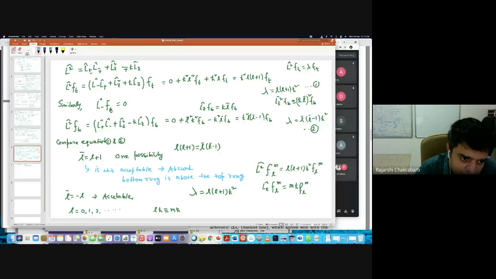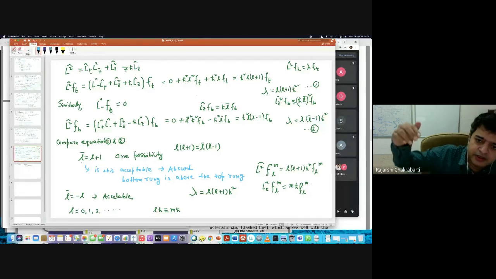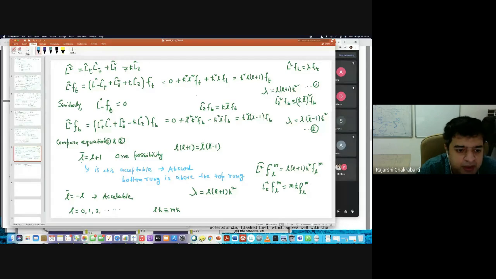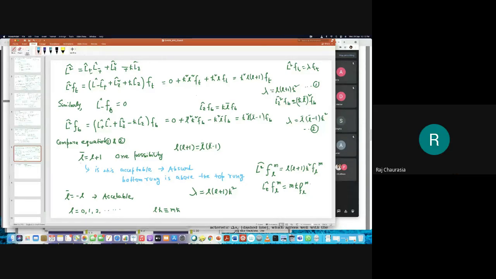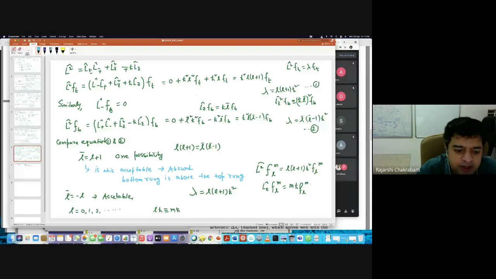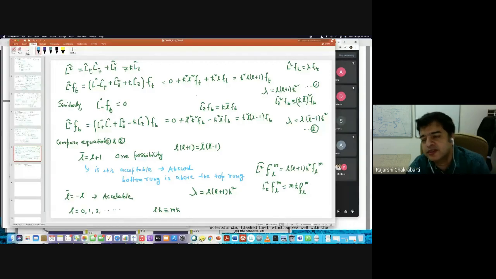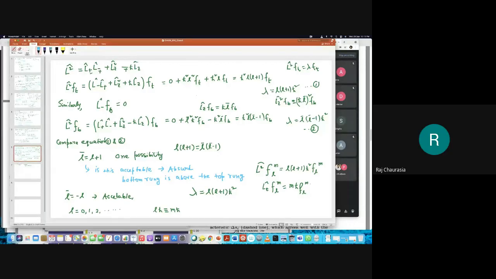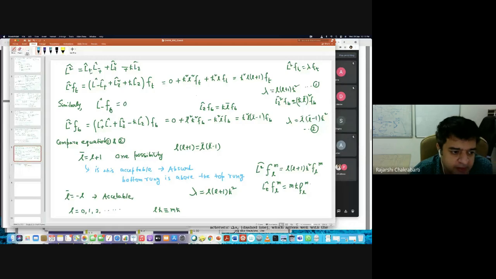Why? Because it tells you the L bar, which is for the lower rung or the lower state, is greater than the higher state. It cannot be, no? L bar cannot be greater than L. So that is not acceptable. So the other possibility is that L bar is minus L. And that is acceptable. And if I accept that, your lambda is going to be L into L plus 1, isn't it? Into h cross square. Yes, sir. That is the eigenvalue. This is exactly what I said, nothing else.